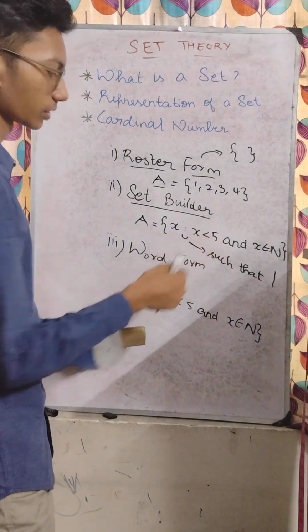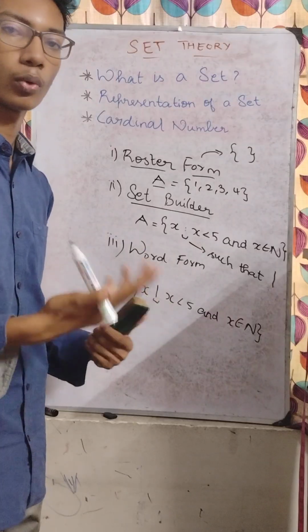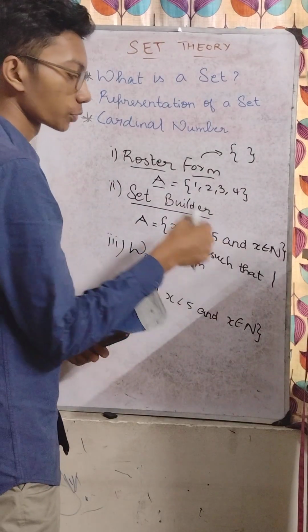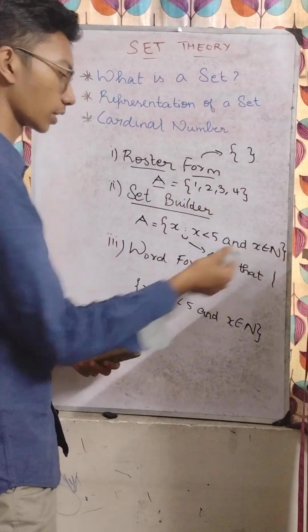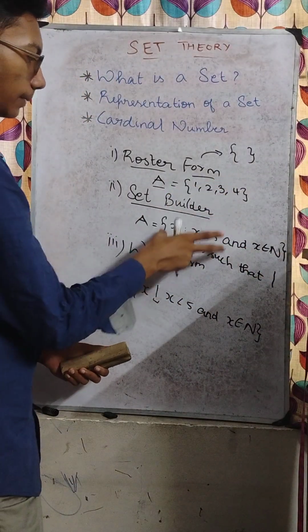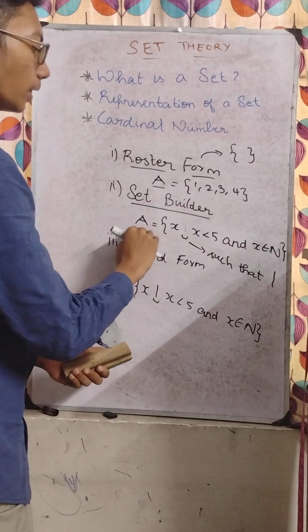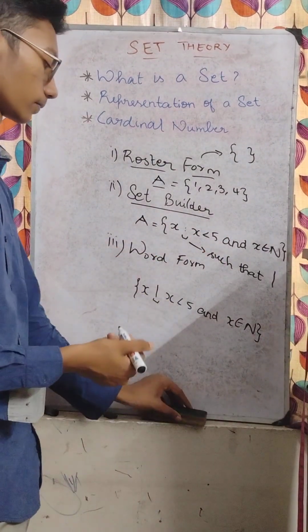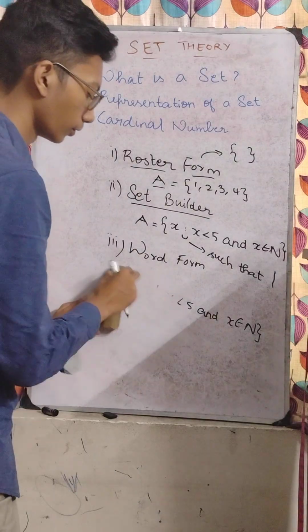But if we stop with this, we can say like 0, 1, 2, 2.5. We can say anything like that. So we have to specify it as x belongs to natural numbers. So these two are the same, but this is in the roster form, and this is in the set builder form. Now the word form is just, we have to write it in words.